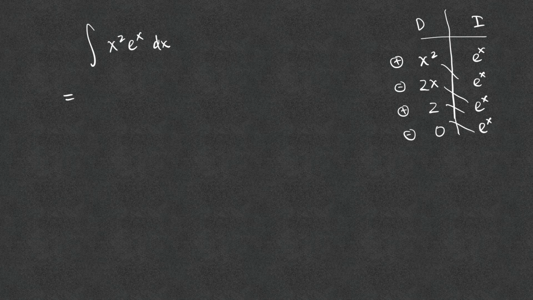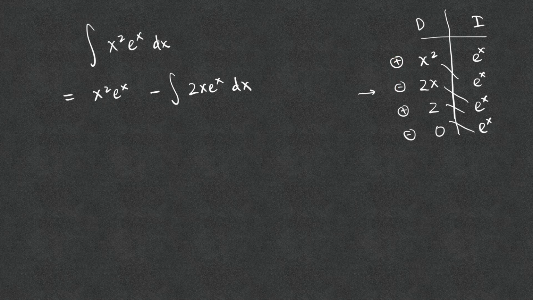If we decide to stop in the second row, then the answer will be x squared e to the x minus the integral of 2x e to the x dx. And again, we multiply the two diagonally, and we multiply the two factors in the second row and put them in the integral sign. Don't forget again the sign here, plus, minus.